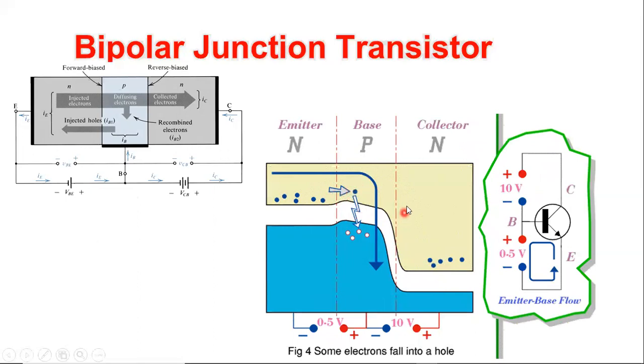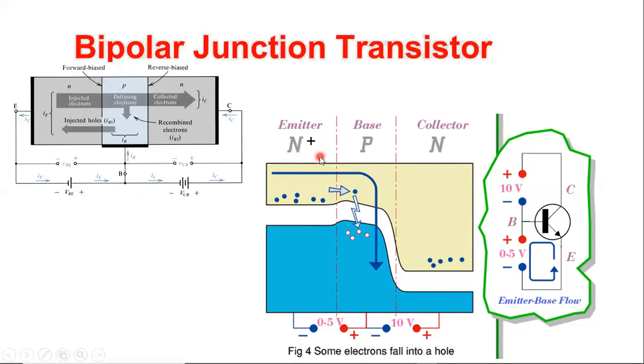What should you do in order to eliminate or reduce this recombination? In order to reduce this recombination effect, actually a double action should be made. The first is to make the emitter highly doped with respect to the base. What I mean is to make this an N-plus region. By N-plus I mean that the number of electrons in the emitter is much greater than the number of holes in the base.